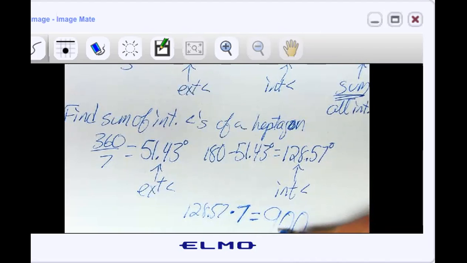So always make sure that you are answering the right question. Of course my camera froze, but I'm pretty much done. Just make sure that you're answering the question that they ask, because they could only be asking for the exterior angle, or only the interior angle, or they could be asking for the sum of the whole thing. Make sure that you answer the correct one of those 3 that they ask.